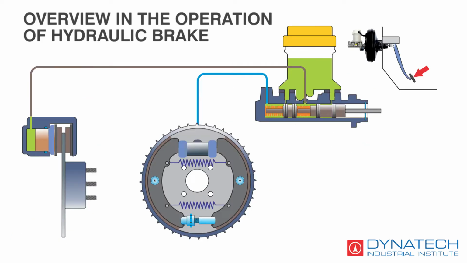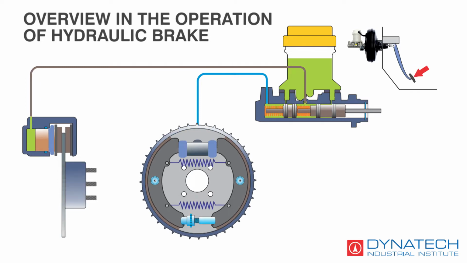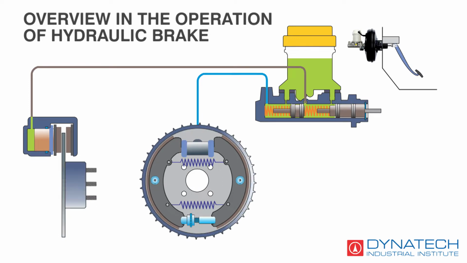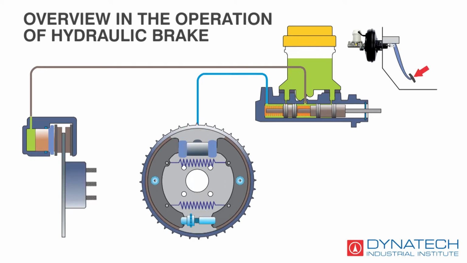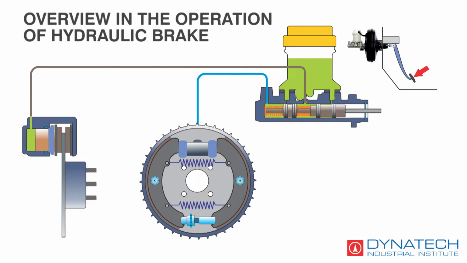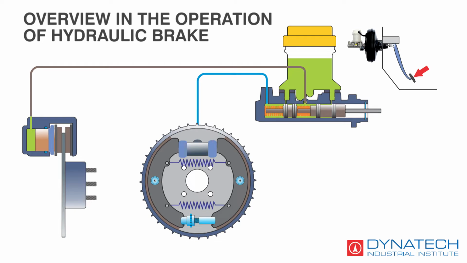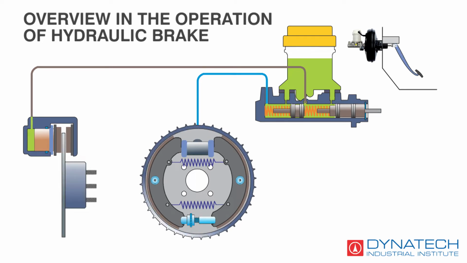Overview of the operation of the hydraulic brake. When the brake pedal is depressed, the brake shoe expands to the brake drum, and also the disc pad grips the brake rotor. The amount of force exerted on the brake drum and on the rotor disc causes the vehicle to slow or stop. The details on how it operates are described in the rest of this video. Just sit back, relax, and enjoy the show.